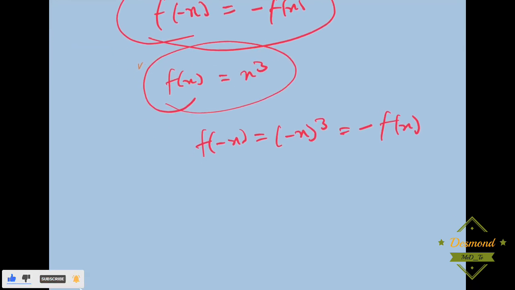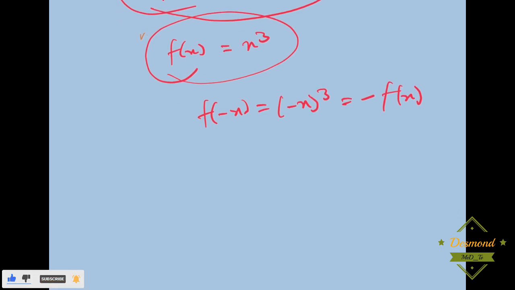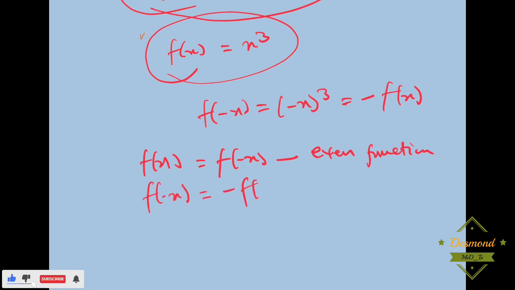So how do we define all this? Let's just summarize this one right here. If f of x is equal to f of negative x for all x in the domain of the function, then f is an even function. So an even function has a symmetry around the y-axis, right? Now if f of negative x is equal to negative f of x for all x in the domain of the function, then f is an odd function. That's how we can define it. So an odd function has a symmetry around the origin.